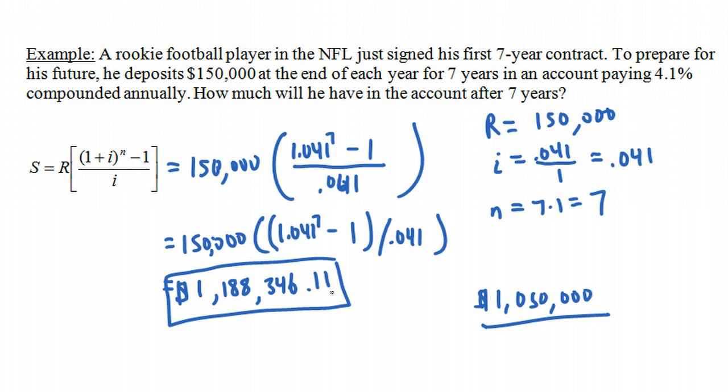But notice, how much money does he have in the annuity at the end? He has $1,188,000 and some extra money. So notice he made about $138,000 by putting it in here, as opposed to just sticking the money under his bed, under the mattress. That's never a good idea, especially $150,000. But anyways, that's the future value of that annuity.